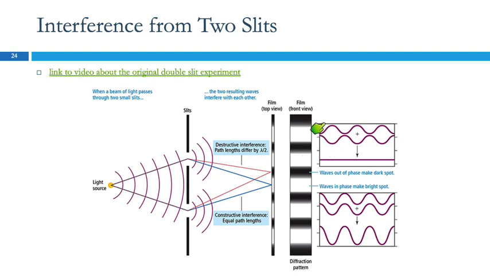And in some places, they're going to have destructive interference where they're out of phase and they will cancel each other out, and you will see a dark spot like this. Other places, the waves will be in phase and you'll see a bright spot, an increase in the amplitude, like this.